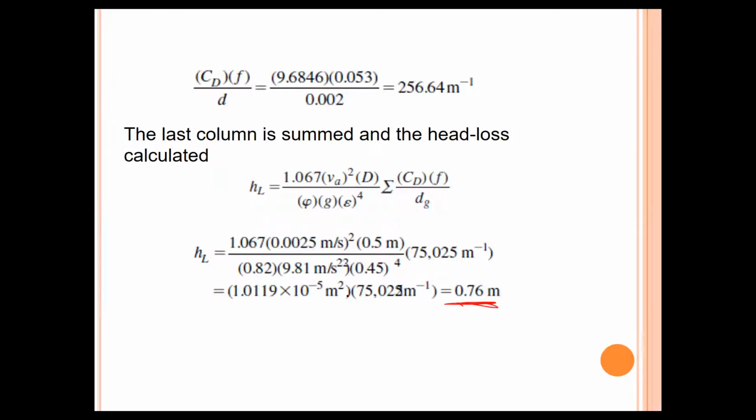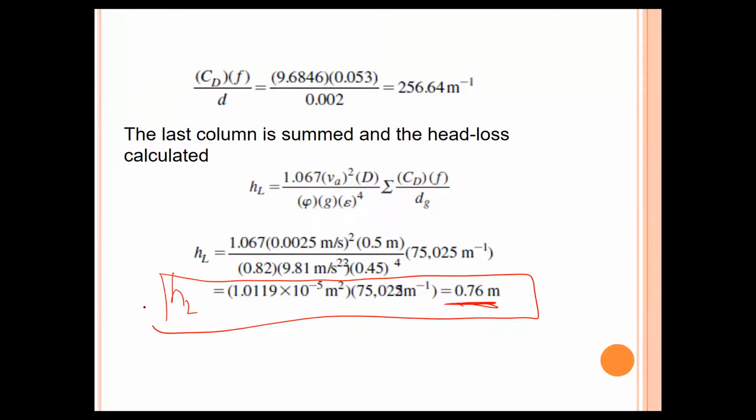It's 0.76 meter. So this is the head loss when the particle sizes are different. Different particle size is stratified. They have different layers of particles in a sand filter.